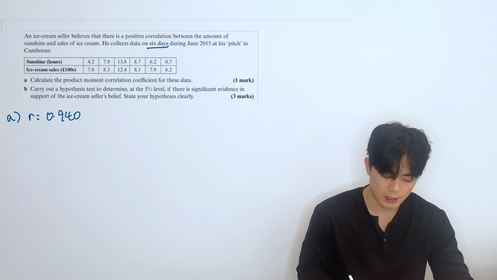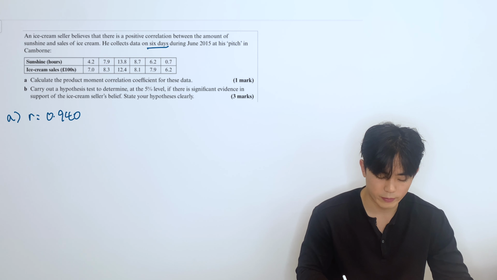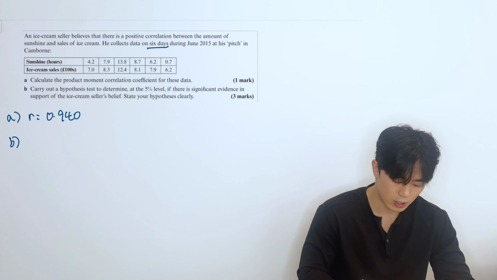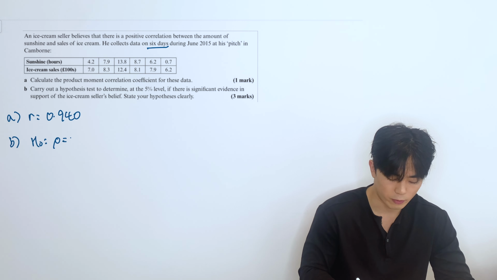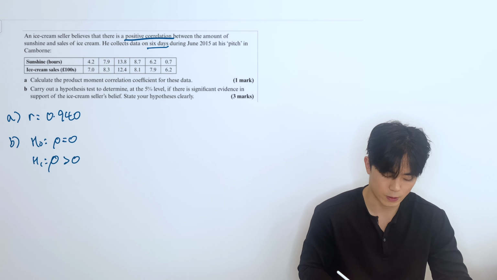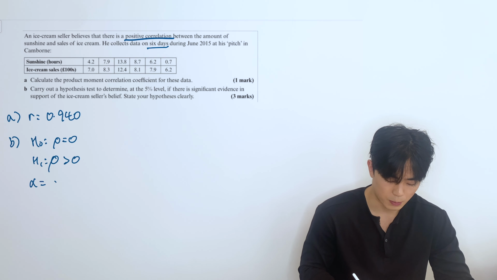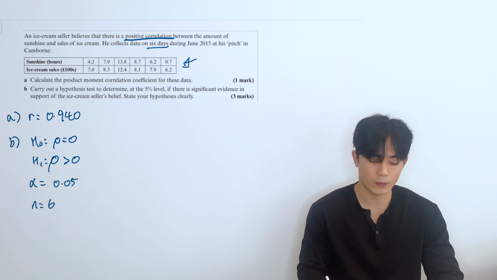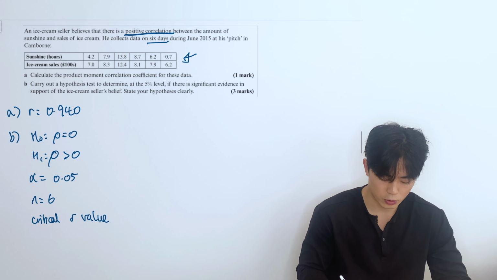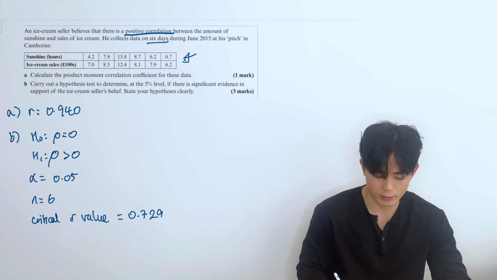Carry out a hypothesis test at the 5% level if there's significant evidence in support of the ice cream seller's belief. So first things first, H0, H1. H0: rho is 0. H1: if she's suggesting that there's a positive correlation, rho is larger than 0. The significance level alpha is 0.05 and n is going to be 6 because there's 6 samples in this data here. And then we can work out the critical r value from the table, and you should get a positive 0.7293.